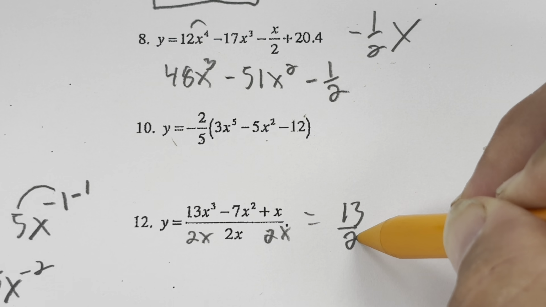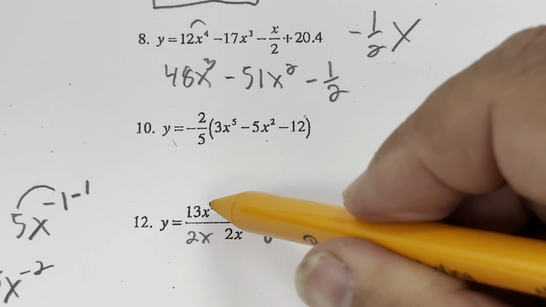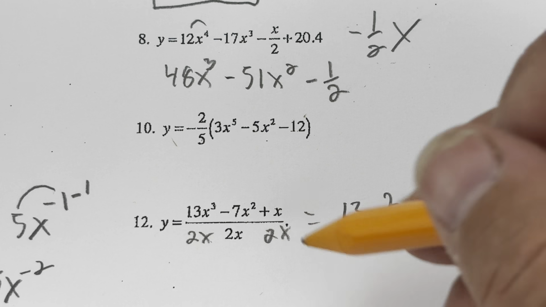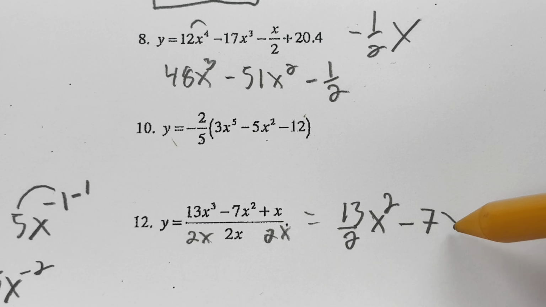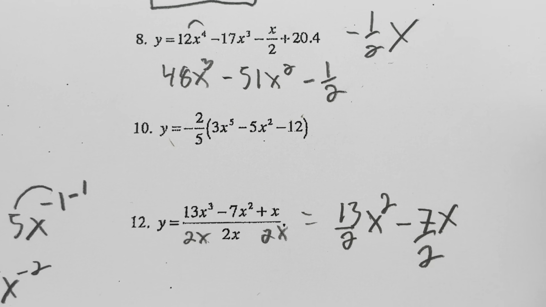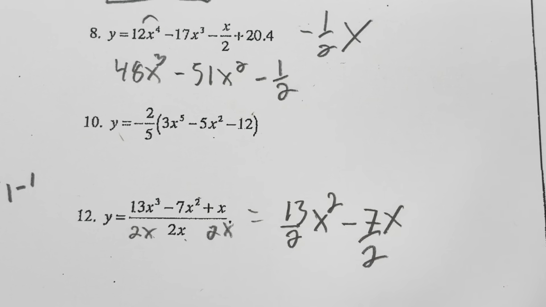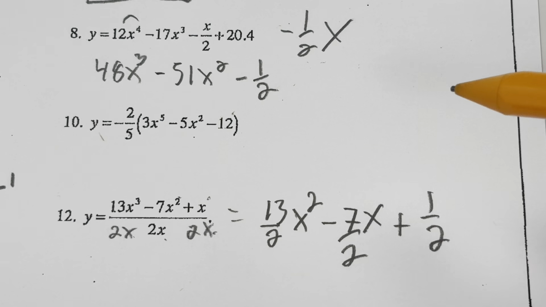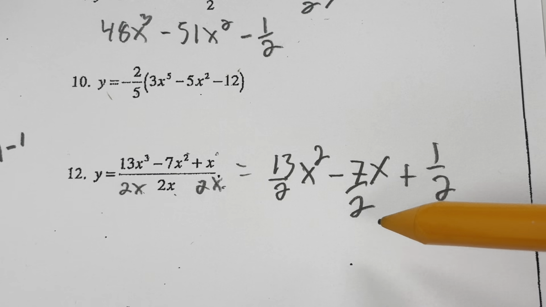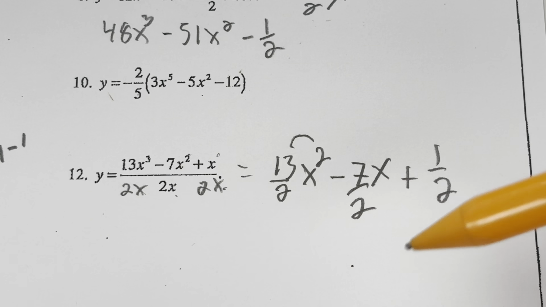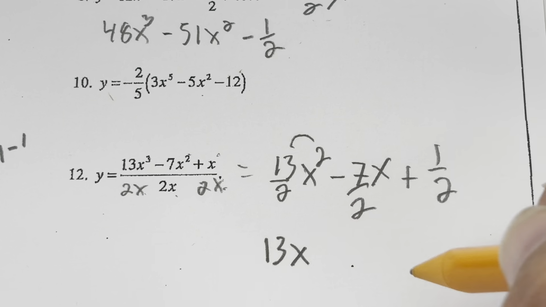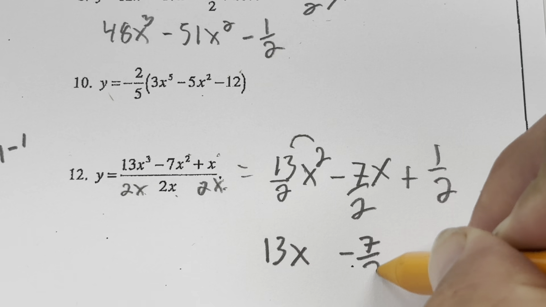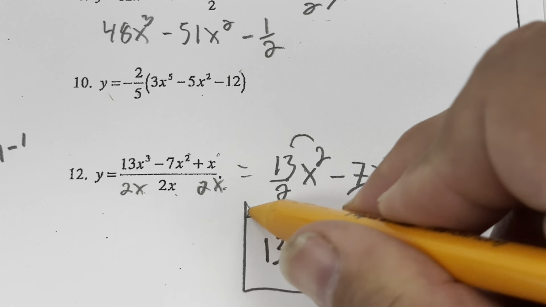13 halves x squared, because the x cubed and the x will simplify, minus 7 over 2x, because the x squared and the x will simplify, plus 1/2, because the x and the x will simplify. Now I'm going to take the derivative of this. So 2 times 13 halves would just give us 13x minus 7 halves, and the derivative of 1/2 is 0.